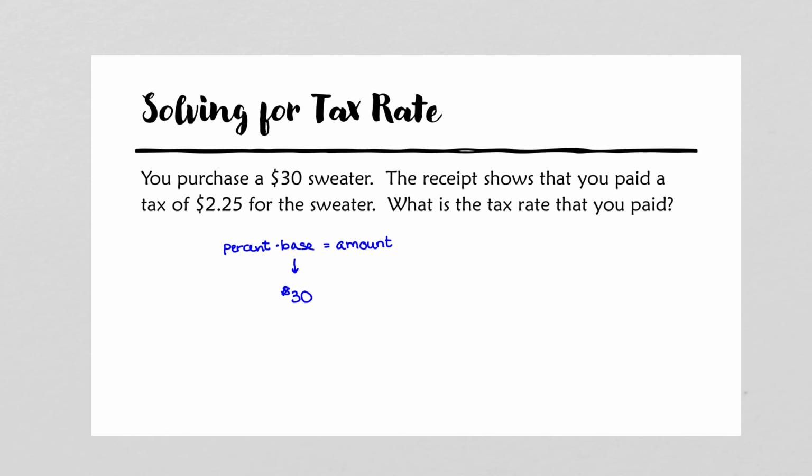The tax, or the percentage rate, is unknown, so we're going to take X times 30, and that's going to give us our amount, or the portion of the sweater that's paid for tax, namely $2.25. So to calculate our tax rate, all we have to do is solve the simple equation 30x equals $2.25. And how do we solve that? We divide both sides by 30.